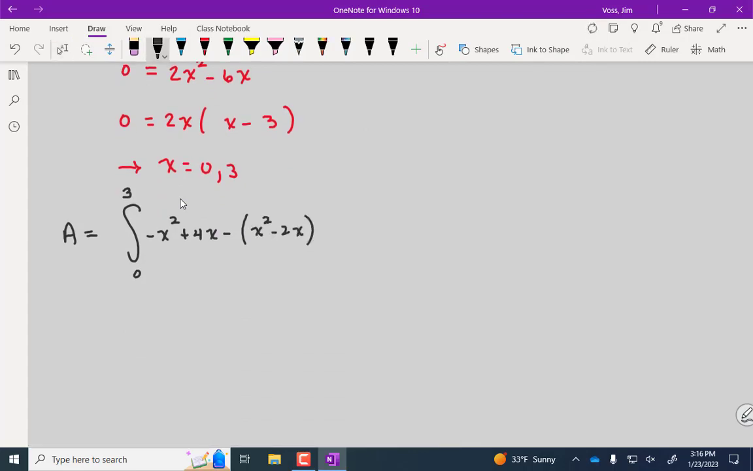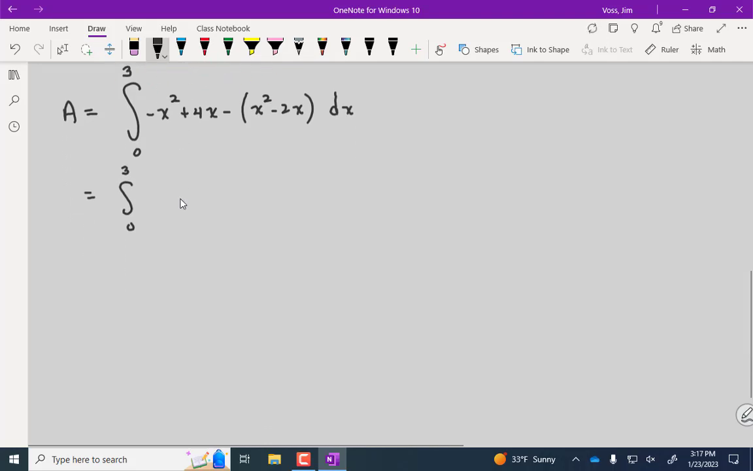So there is the height of the rectangle at x. Now we multiply it by the width. And we can go ahead and distribute the minus and integrate at the same time. Collect like terms, and distributing the minus, we will end up with negative 2x squared plus 6x, since 4x plus 2x is 6x.